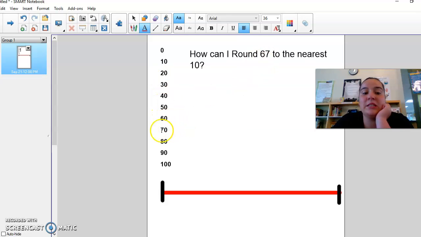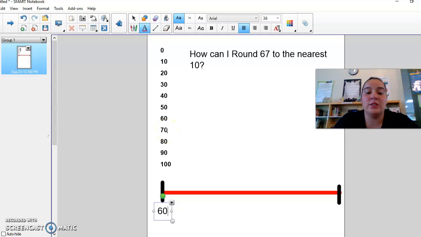So I'm going to check between 60 and 70. I'm going to count 61, 62, 63, 64, 65, 66, 67, 68, 69, 70. So I did hear 67 in there. So I now know that my first 10 that I'm going to use to round is going to be 60. So I'm going to put 60 as my first tick mark because that's the first 10 I hear in 67.